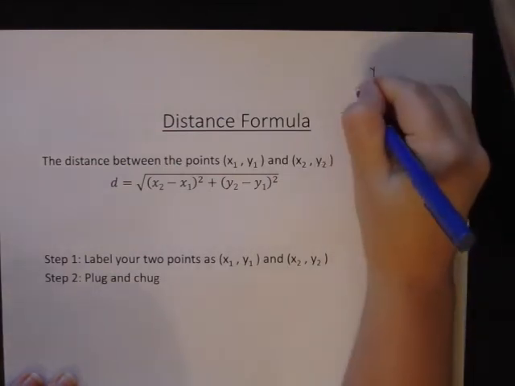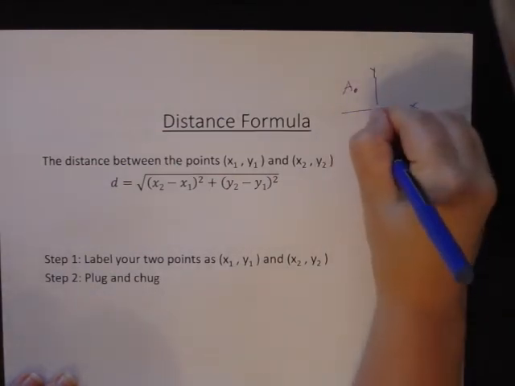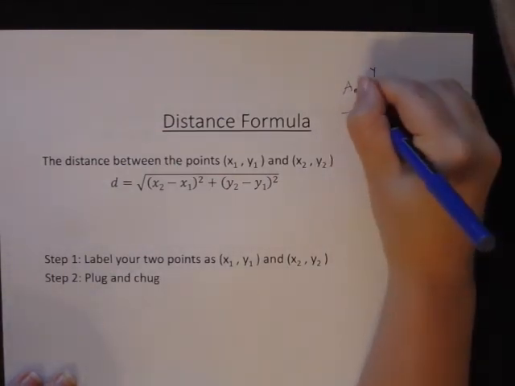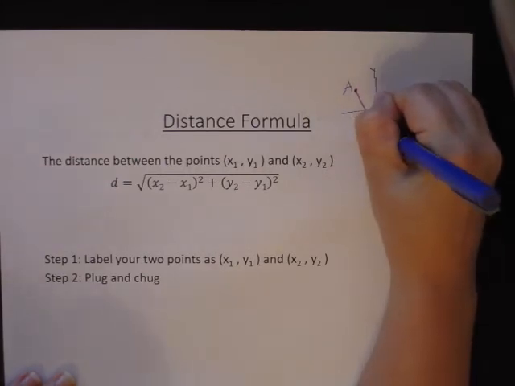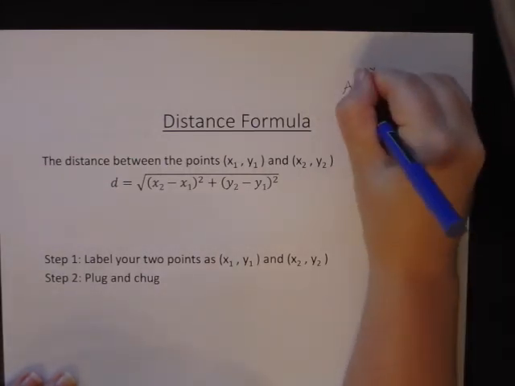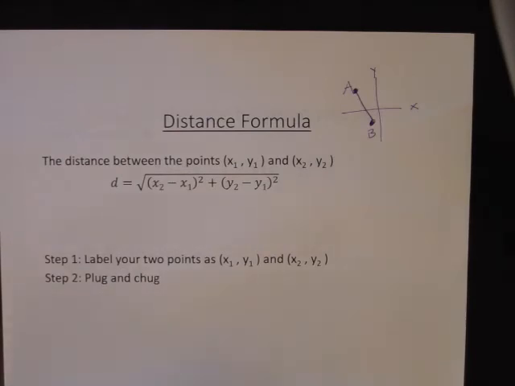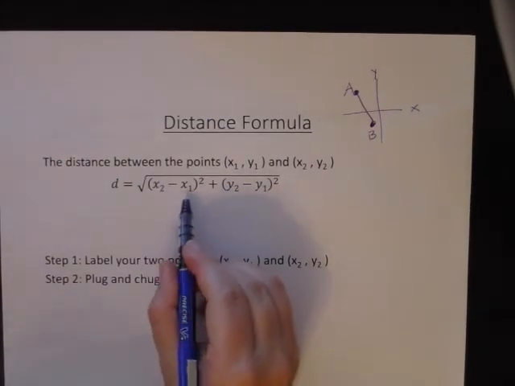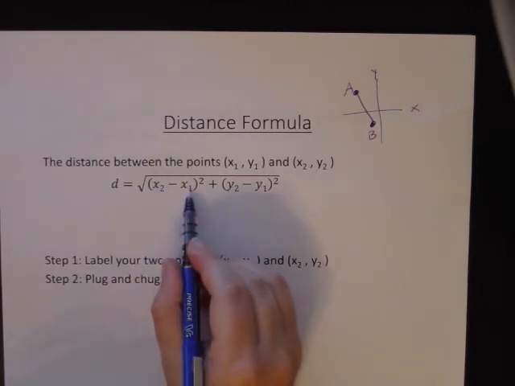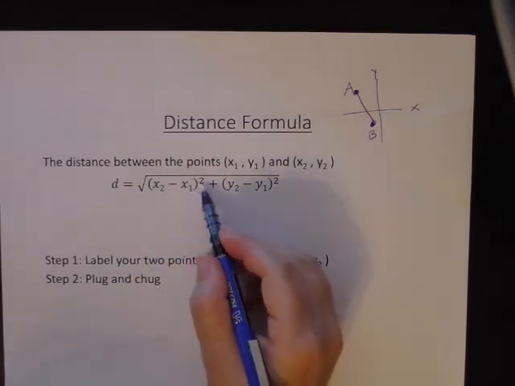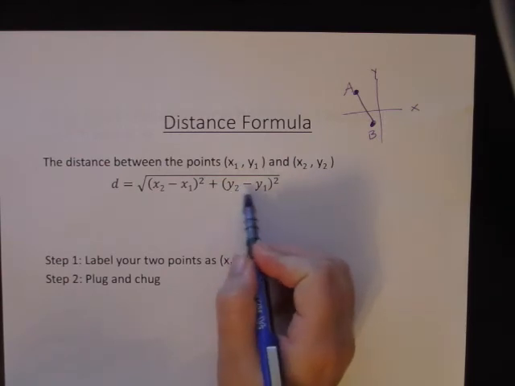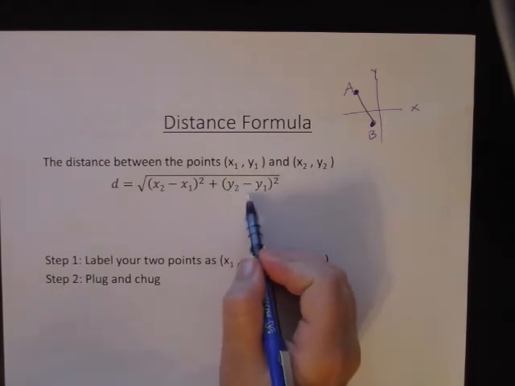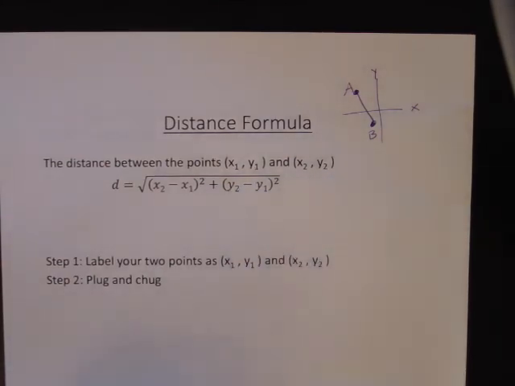Okay, so you got your point A, and then maybe you got your point B right here. So what we're trying to do is find the distance between these 2 points. How you do this is you subtract the x's, and then you square that value because it can't be negative. Then you take the y's and subtract those two, and then square that value because it can't be negative. Then you add those two together, and then you take the square root.